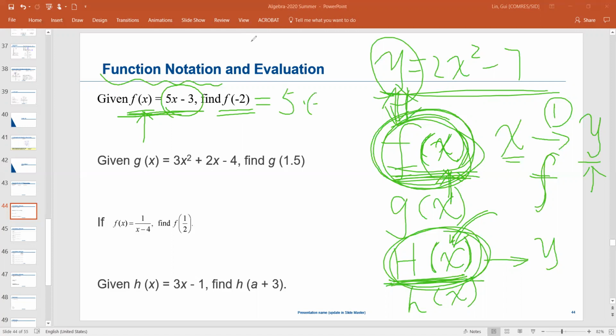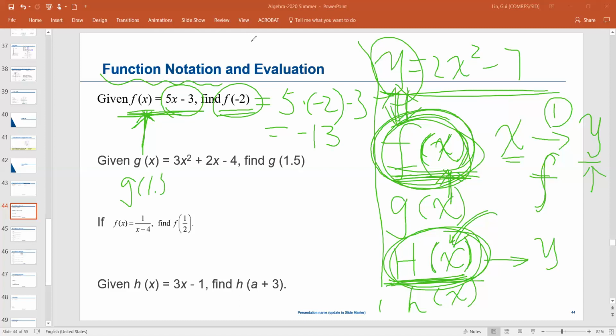So just replace the x with -2 and do the rest of the calculations. So here you can get -13, right? Here you just input the x and output the function result. Same here. For g, when you input 1.5, you replace x with 1.5.